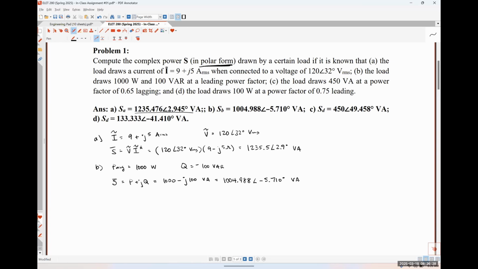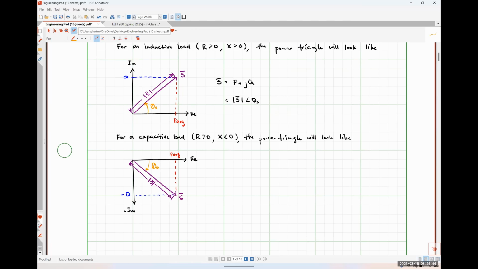All right, so we can't really do part C or part D as of yet without a good understanding of what power factor is, how to calculate it, its relationships, and all that kind of jazz. So let's pop back over to our notes and let's talk about power factor.